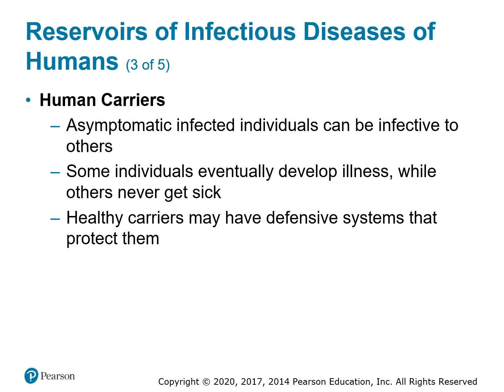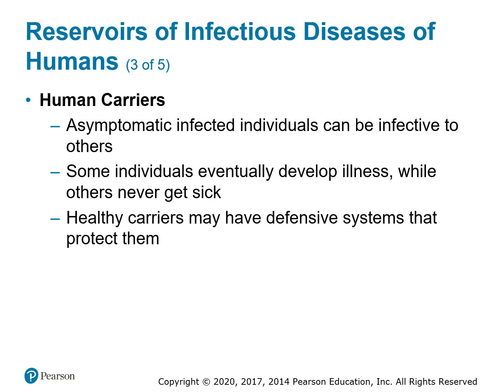Another reservoir is human carriers. Asymptomatic infected individuals can be infective to others. We all know that. We've all heard that you may be carrying something and you're not showing any symptoms, but you can unfortunately pass it on to others. Some individuals eventually develop the illness, while surprisingly enough, some individuals never do. And so that's always the story about Typhoid Mary. If you've ever heard of Typhoid Mary, she was a cook and she was spreading the disease Salmonella typhi, which is the causative agent of typhoid fever, onto the families that she was cooking for. She didn't exhibit the illness, but she was a carrier for that, so she never got sick.